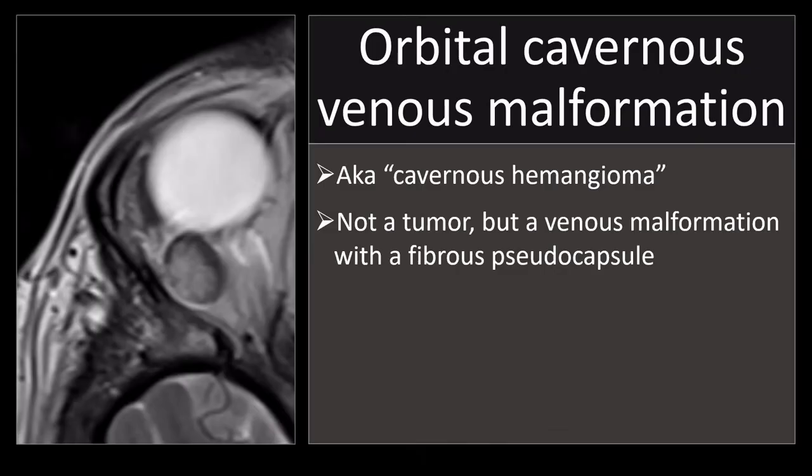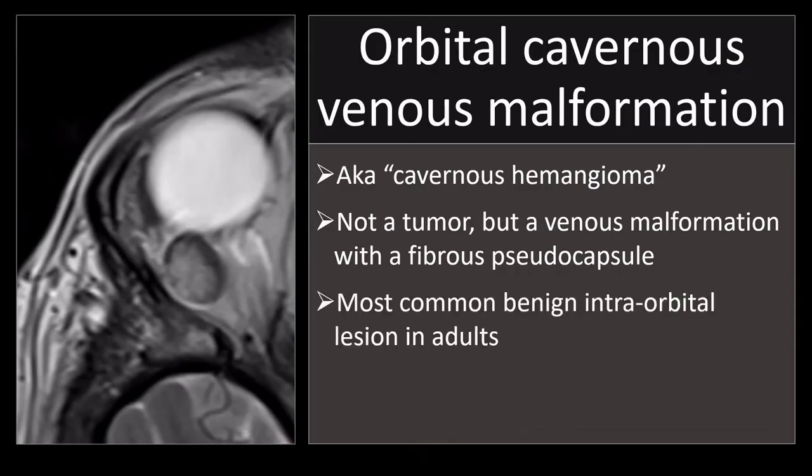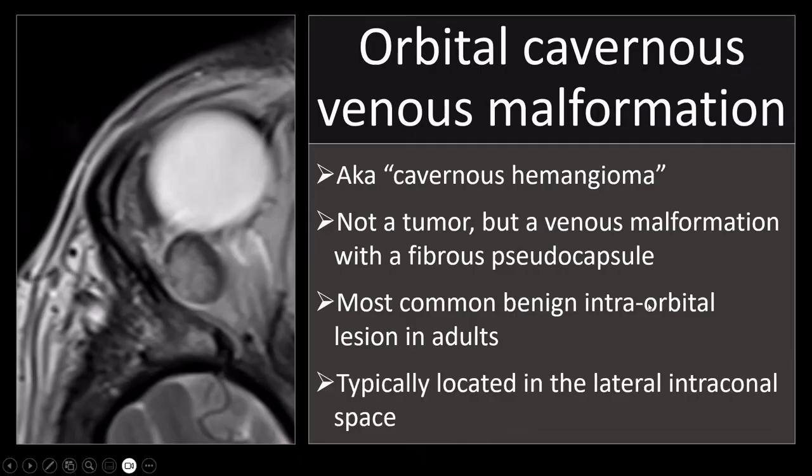Why should you not call them hemangiomas? Well, because they are not tumors. They are basically venous malformations surrounded by a fibrous pseudocapsule, and they are very often an incidental, asymptomatic, benign finding in the orbit of adult patients, and it is typically located laterally in the intraconal space. On imaging, well, it's basically a structure consisting of blood vessels with slow flowing blood.